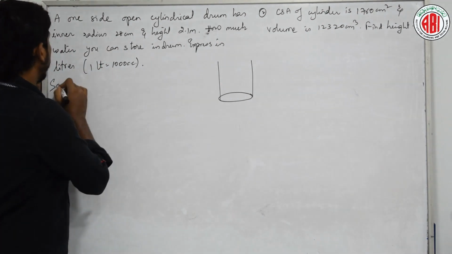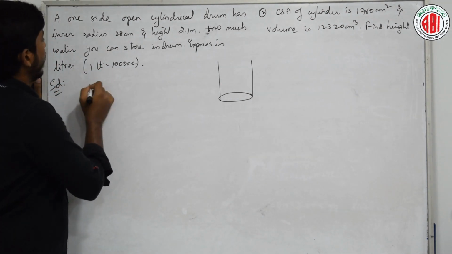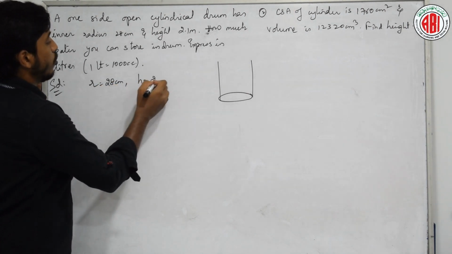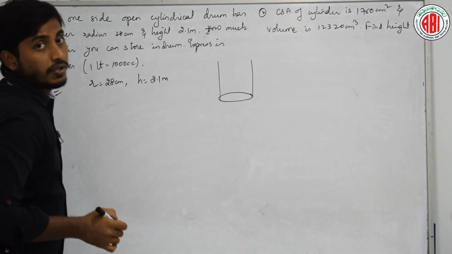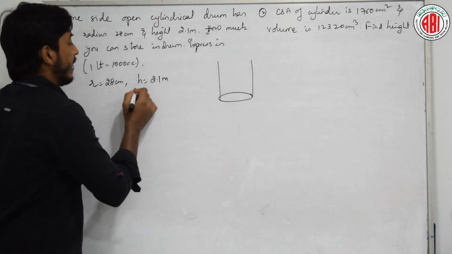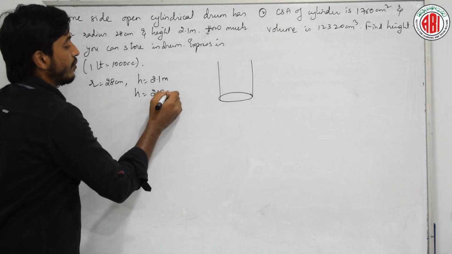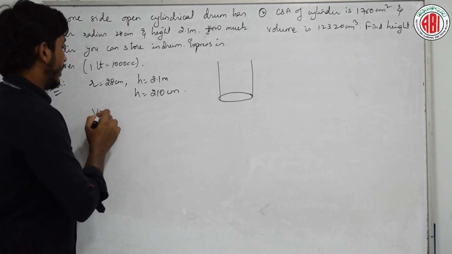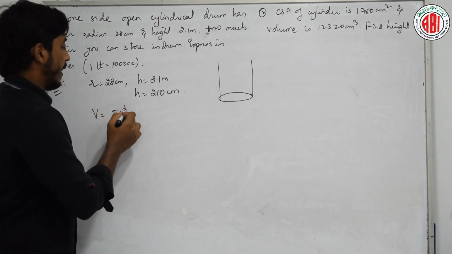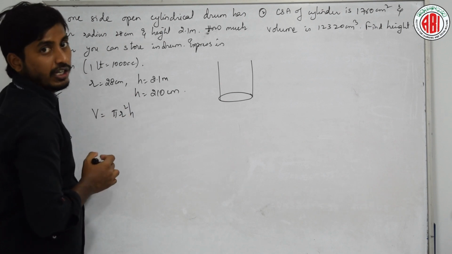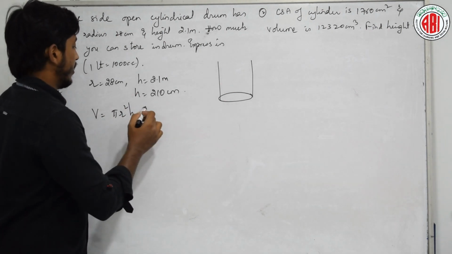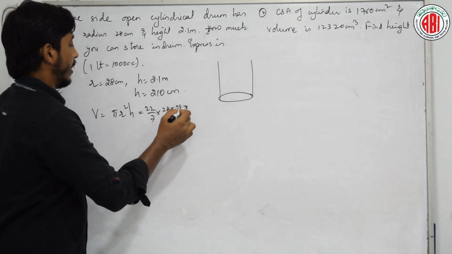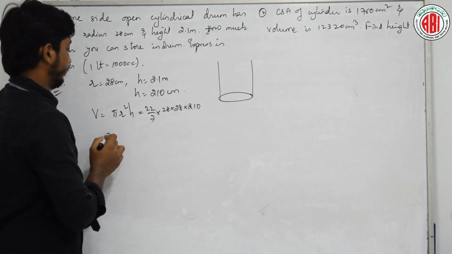Just tell me, what are given? Radius is 28 centimeter, height is 2.1 meter. So we have to convert it into centimeter, therefore it becomes 210 centimeter. Next, now tell me the formula of volume: pi r square h. That is 22 by 7 into 28 into 28 into 210.